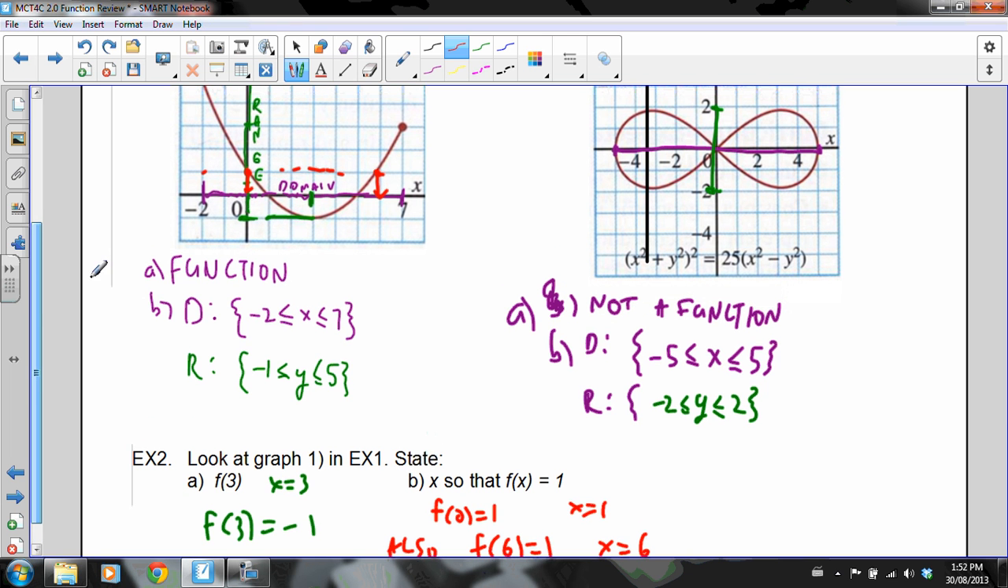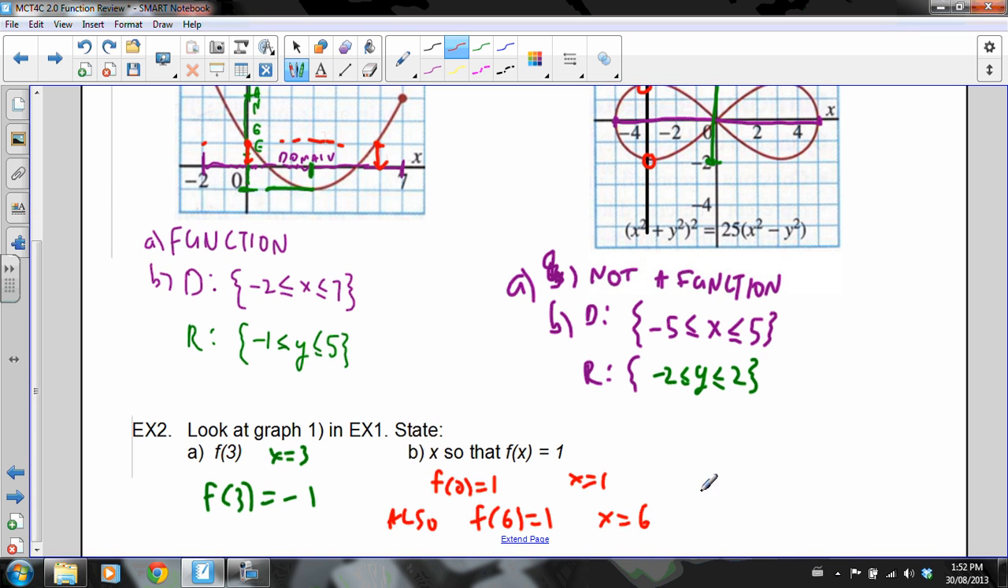In part B, an input of 2 gives me an output there and an output there. One input gives me 2 outputs. In this case, one output comes from 2 different inputs, and if I'm thinking about the outputs, I am allowed to have 2 different input values that give me the same output value. So this is okay. Don't get too worried about that. That must be it there.